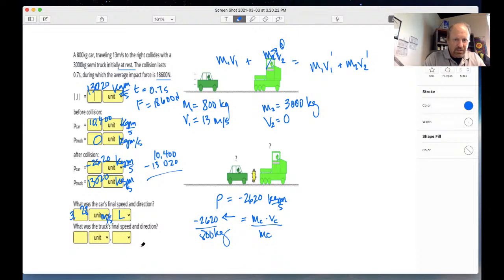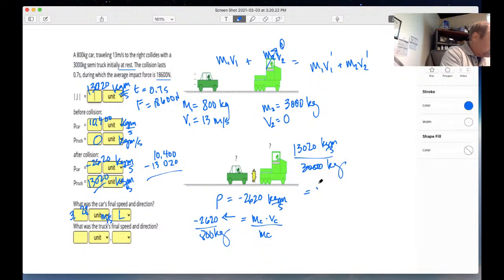And the truck's final speed and direction, well, the truck is going to have 13,020 kilogram meters per second. So for the truck, 13,020 kilogram meters per second divided by 3,000 kilograms will give you the velocity of the truck, which is 13,020 divided by 3,000, 4.34 meters per second.